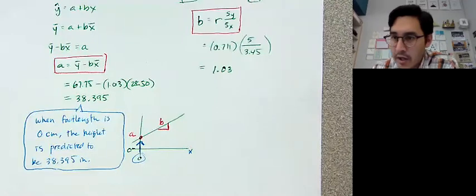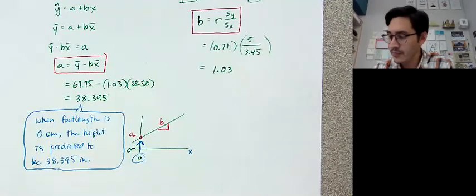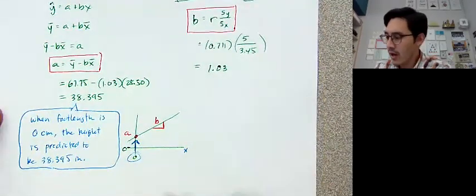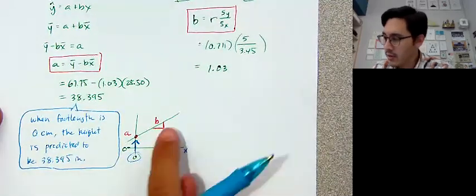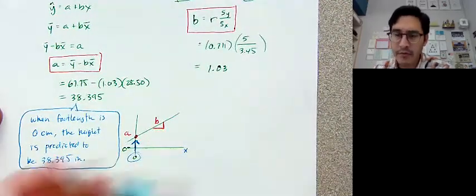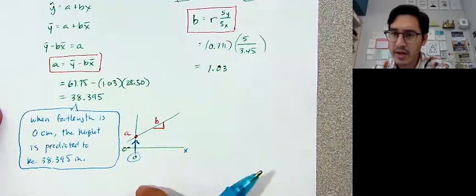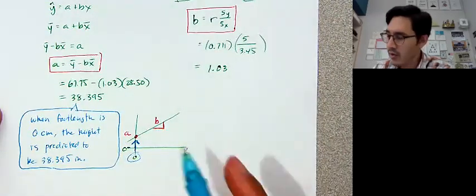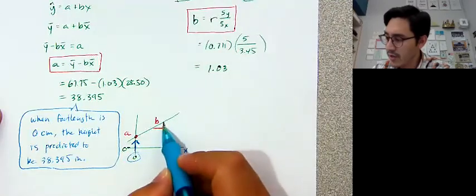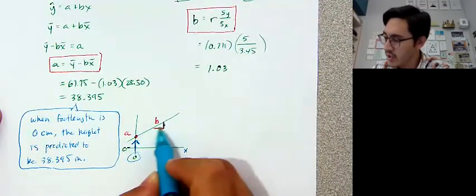Okay, so that is how you would interpret a y-intercept. It's the predicted y value when the x variable is 0. All right, now let's turn our attention to the slope. From a visual perspective, the slope is the steepness of the line, but from an interpretative standpoint, it's the ratio of the change in y to the change in x.